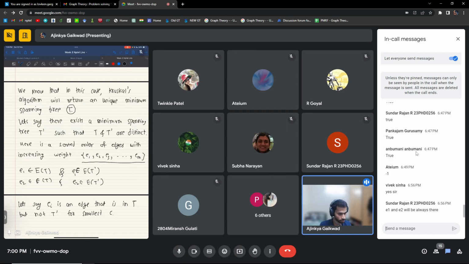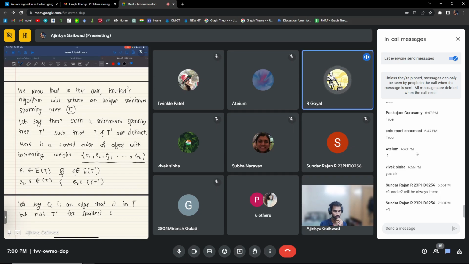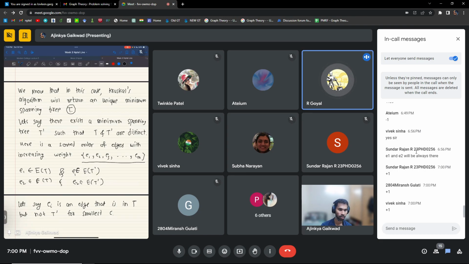If you have understood how I am choosing EI, please put +1. Otherwise, I can explain again. So does this mean that if EI is the first stage wherein the violation happens, then the edges E1 to EI minus 1 are of no use? No, no, no.